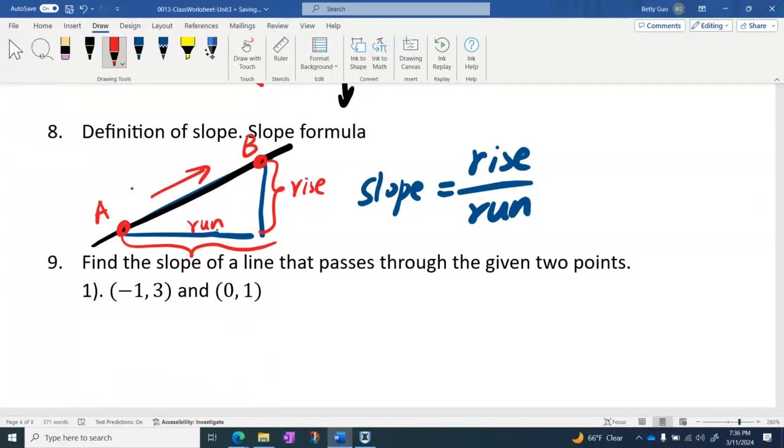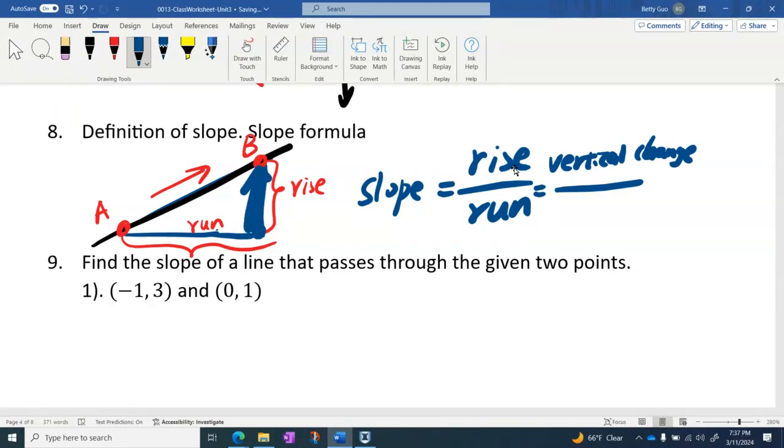Okay? Rise is the vertical change. Vertically, we go from here to here. That is a rise. And the run is the horizontal change. From A to B, horizontally, it goes from here to here. So the horizontal change is this much. So rise over run is the slope. Rise over run is the slope.